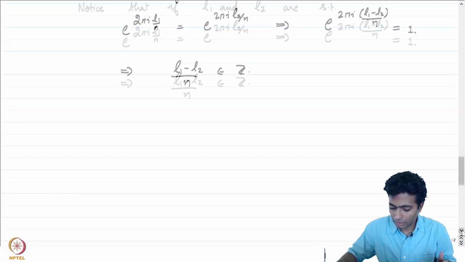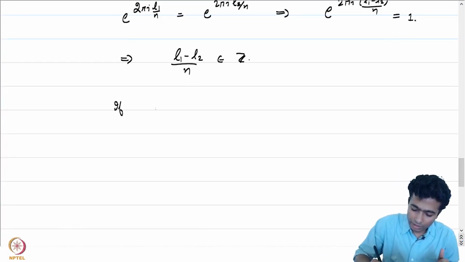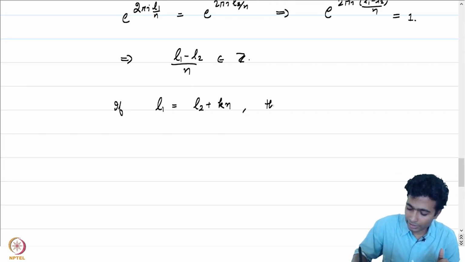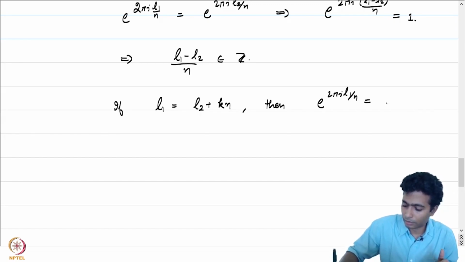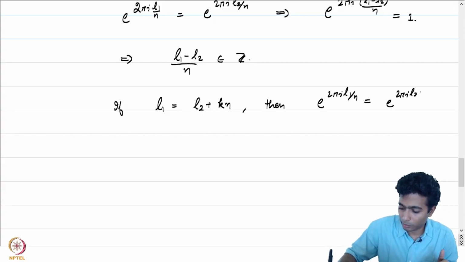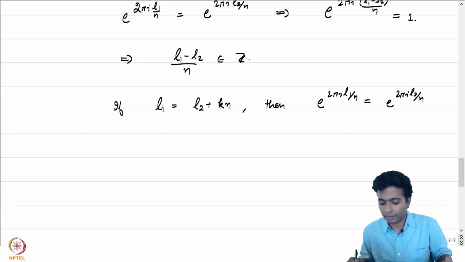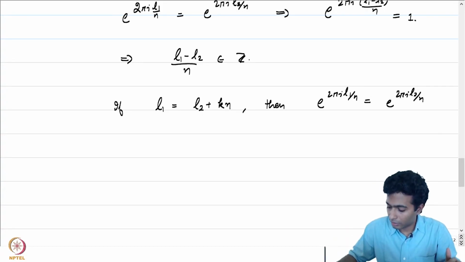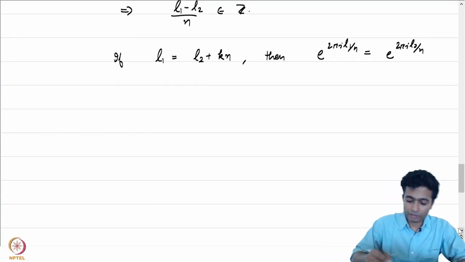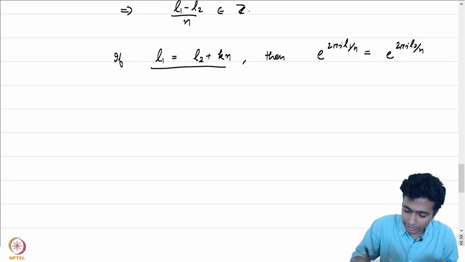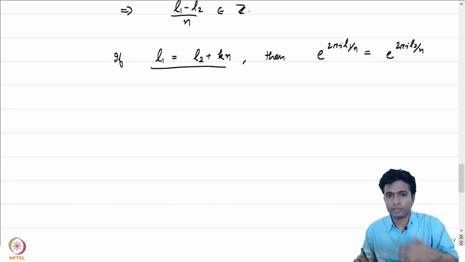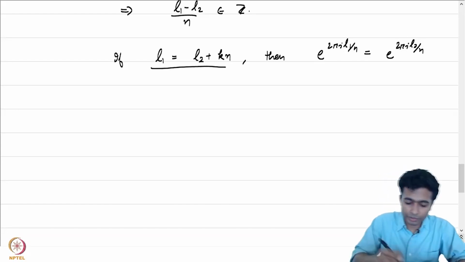So in particular, if L1 is equal to L2 plus some k times n, then e to the power 2 pi i L1 by n is equal to e to the power 2 pi i L2 by n. We get the same number. And because of that, we would like to avoid these repetitions, and we will hence go modulo nZ. So this is precisely saying that, right? If you go modulo nZ, you'll capture all the roots of unity.